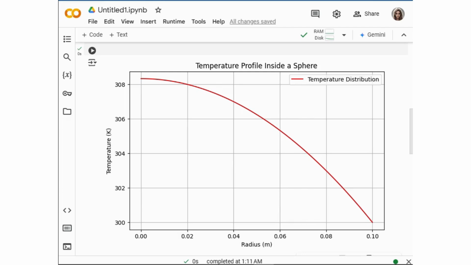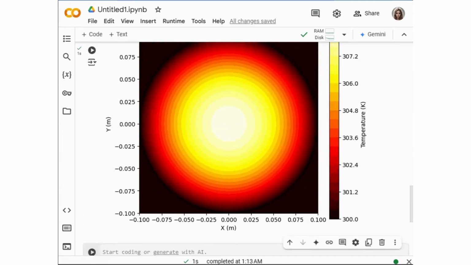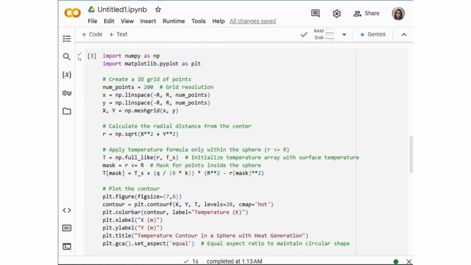Heat flows readily outward, leading to a temperature gradient. Okay. So now we are calculating a contour plot of temperature distribution in a sphere. This Python script visualizes the temperature distribution in a solid sphere using a contour plot. It represents a 2D cross section of the sphere, helping us to see how temperature varies inside the sphere due to uniform internal heat generation.